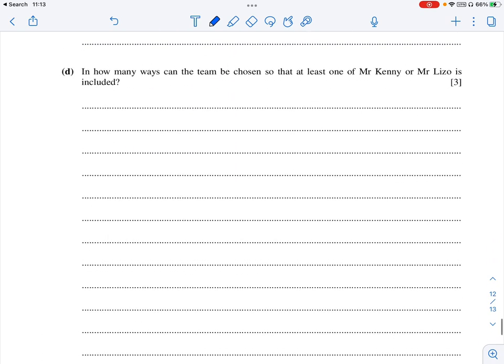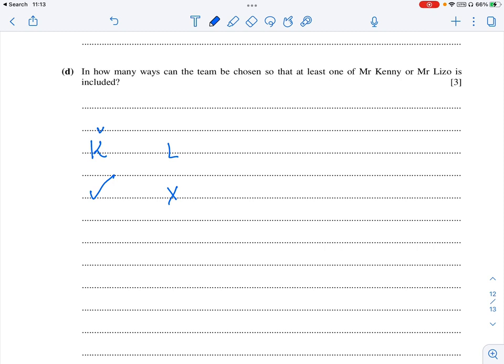Finally, part D, in how many ways can the team be chosen so that at least one of Mr. Kenny and Mr. Lizzo is always included? Mr. Kenny or Mr. Lizzo, at least one is always included. So Kenny is included and Lizzo is not included.